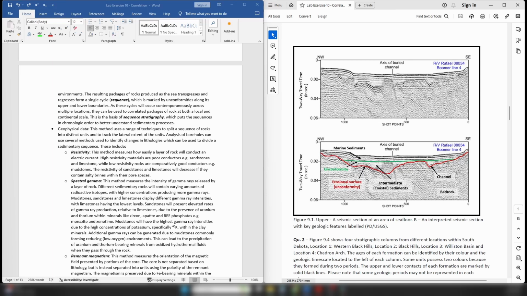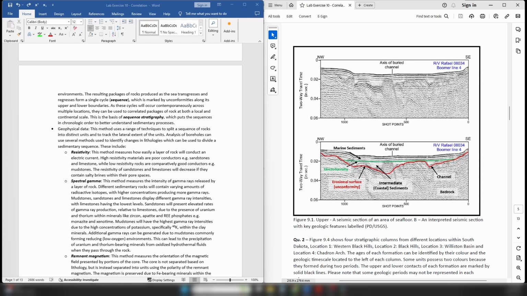First method is resistivity, and this method will measure how easily a layer of rock will conduct an electric current. So how easily will that electricity move through the layer of rock? Now, the first thing you need to remember is that this is a comparative resistivity. They'll compare the resistivity of the sandstones, the limestones, the mudstones, and any other rock that's there. One of the rocks will have the highest resistivity, one of the rocks will have the lowest resistivity, and the other rocks will be somewhere in between. But you can use that comparative resistivity to work out, am I looking at a sandstone, a mudstone, a limestone, etc.